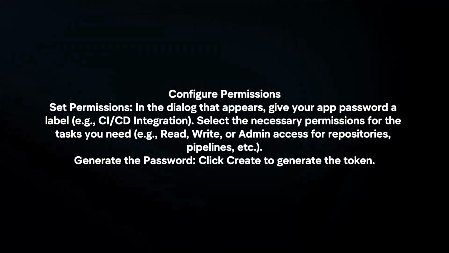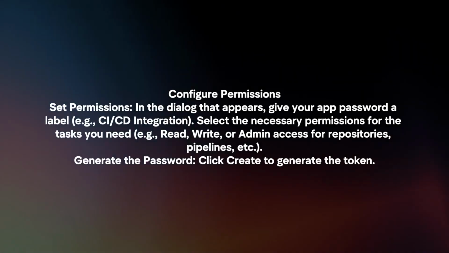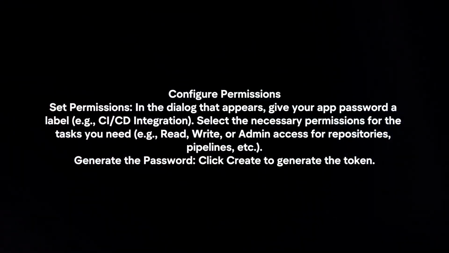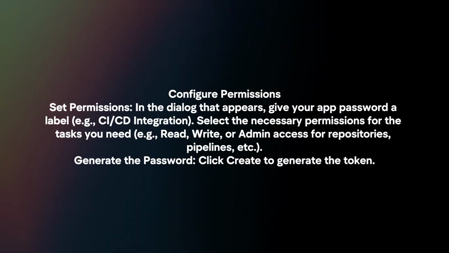Configure permissions. In the dialog that appears, give your app password a label. Select the necessary permissions for the tasks you need. Generate the password. Click Create to generate the token.